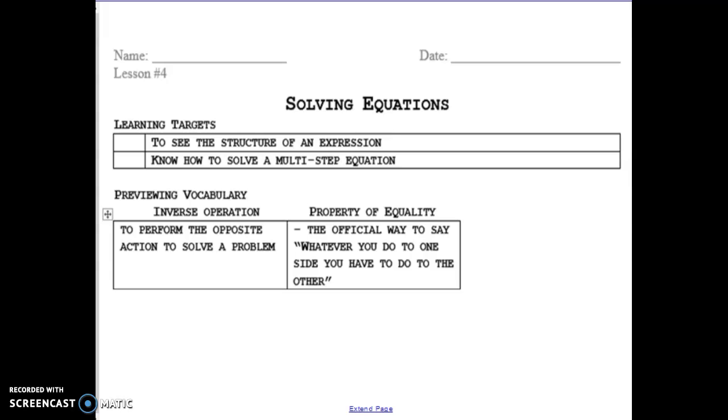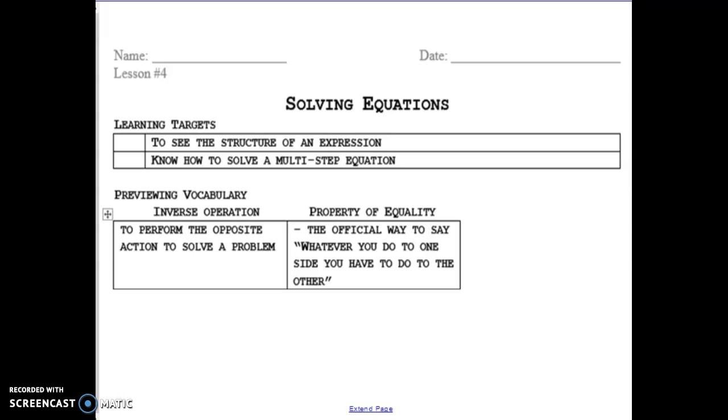So let's get to the learning targets, which are to see the structure of an expression, to see where it's coming from and why we do what we do, and then to know how to solve a multi-step equation. So some vocabulary that we'll need to know for today.